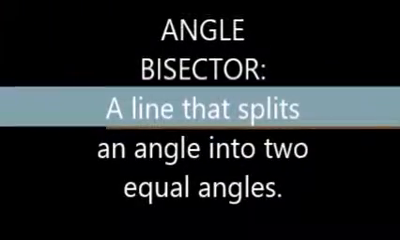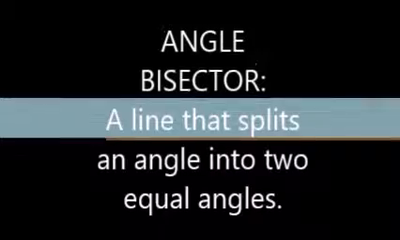The edge of the picture frame is an example of an angle bisector. This line here is an angle bisector. Angle bisector, a line that splits an angle into two equal angles.